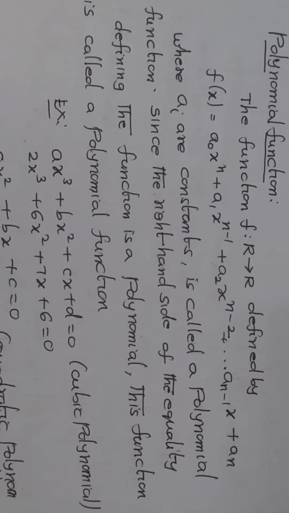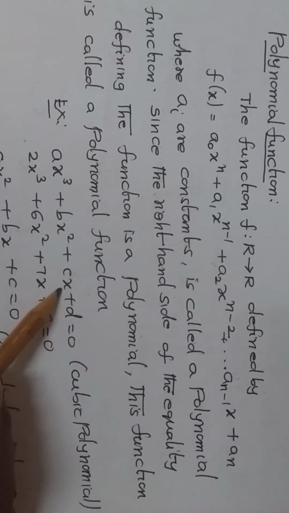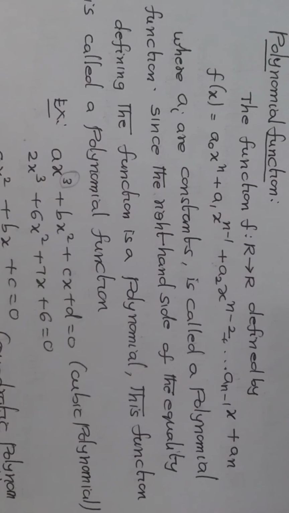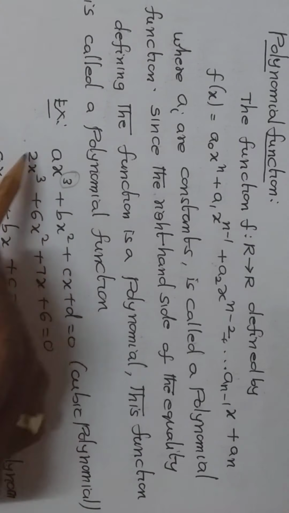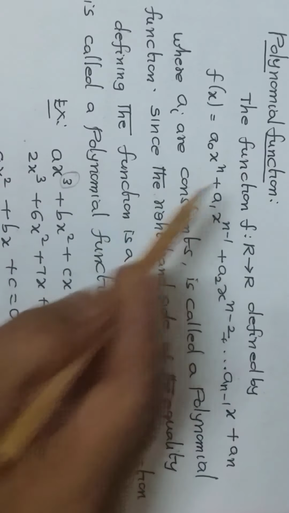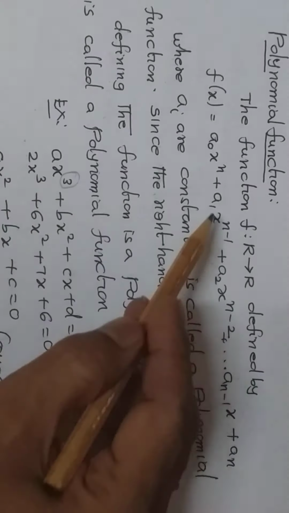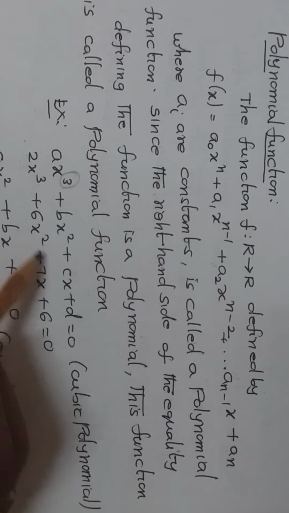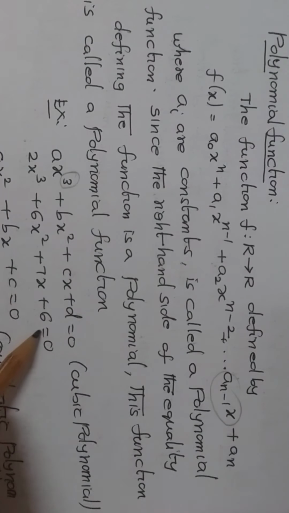For example, here you see ax cube plus bx square plus cx plus d. So it is a cubic polynomial because the degree is 3. For example, 2x cube plus 6x square plus 7x plus 6 equals 0 is a cubic polynomial. So, ax cube means what? For example, first term, a0 x power n. a0 is 2, x power n is 3. Plus a1 x power n minus 1. a1 means 6. X power n minus 1, 3 minus 1, 2. Last term you will get an minus 1 x, that is 7x. Plus 6 is equal to 0.